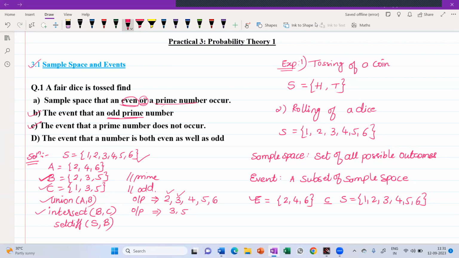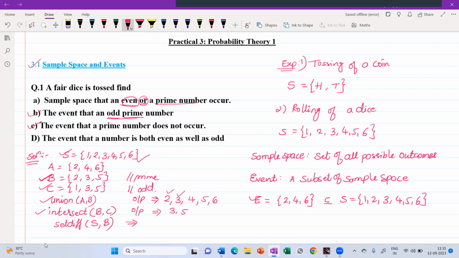So basically, we have to find out the complement of set B, because B contains the set of all prime numbers, but we do not want prime numbers, we want numbers other than prime. So we are going to find its complement. How do we find its complement? We subtract the elements of B from the sample space.